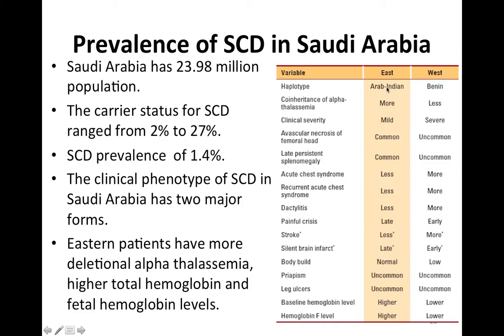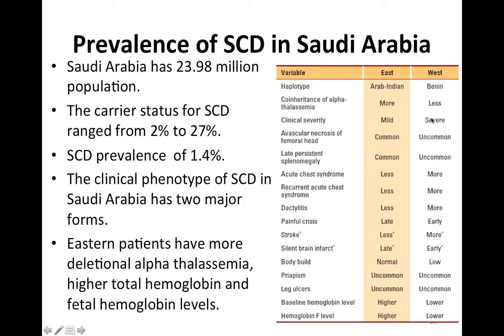The haplotype of the eastern Saudi Arabian population is Arab-Indian, and the western part is Benin. If you see the acute chest syndrome, it is very less in the eastern part, and recurrent acute chest syndrome is very less, dactylitis is less, painful crisis is late, stroke is less, silent brain infarcts are late, and body build is normal. This type of clinical condition you can see in the eastern region.